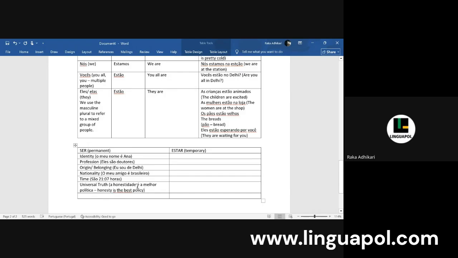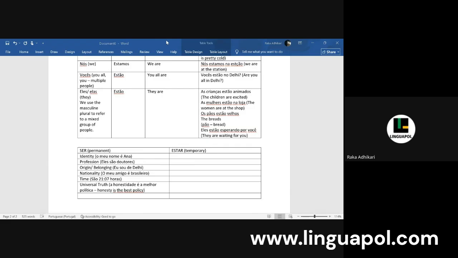So here we are using the ser verb for is. We could have used the star verb also. We could have said a honestidade está a melhor política, but we are using the ser verb because it is unanimously agreed upon that it is true. It is a fact. It doesn't change. That's why we are using the ser verb.